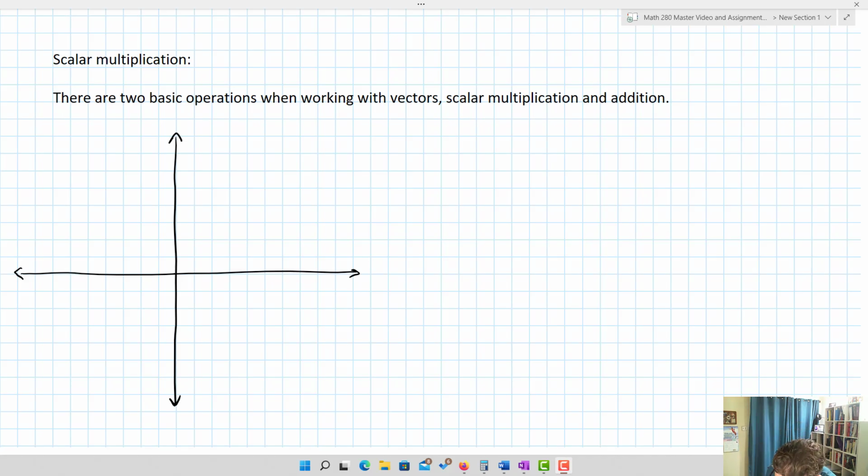So let's say, for example, I start out with this vector, and the standard position vector here is going to end up being (3, 2). And let's say I double its length. Now I have a new standard position vector of (6, 4). That's the vector with double the length of (3, 2). What I'm going to say is that 2 times (3, 2) equals (6, 4). And you can see that geometrically.